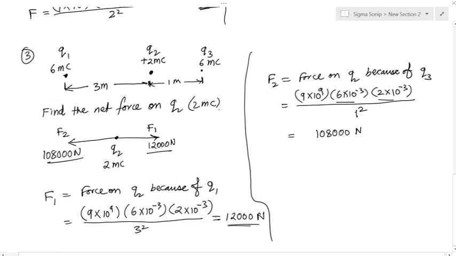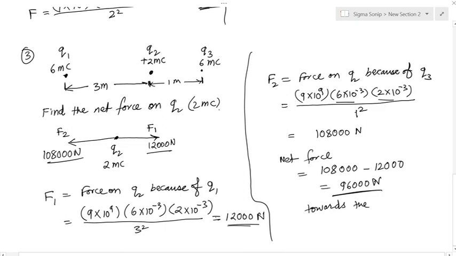So now we got the force. The charge Q2 is experiencing two forces which are in opposite directions. So we can see that the net force is equal to 108,000 minus 12,000, which gives you 96,000 Newton. And here we need to state the direction as well. We can say that this is towards the left in the above diagram.